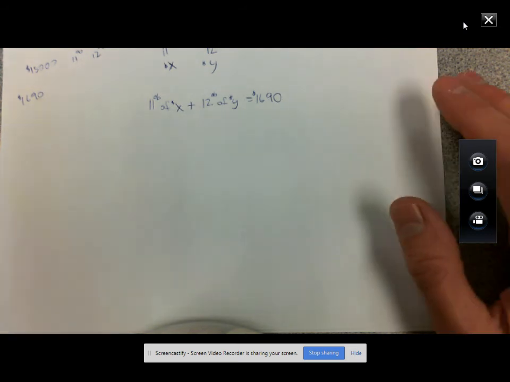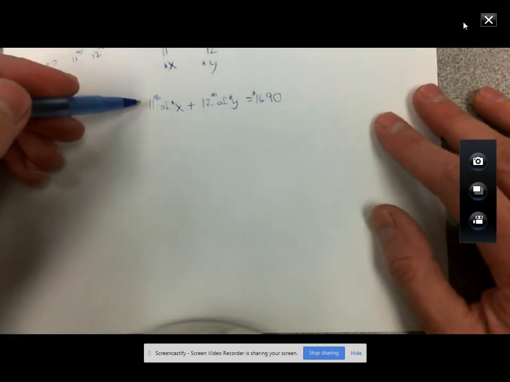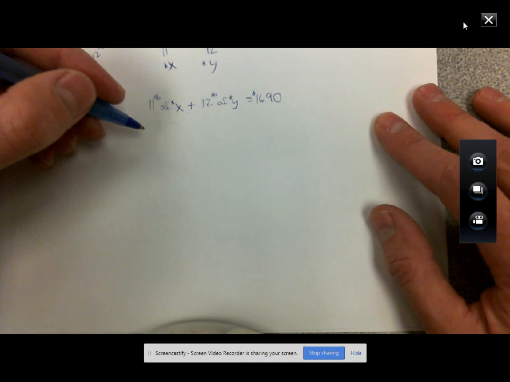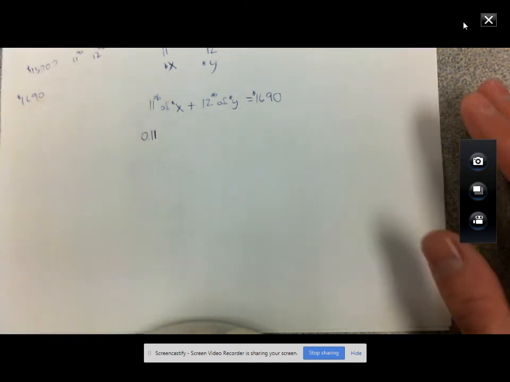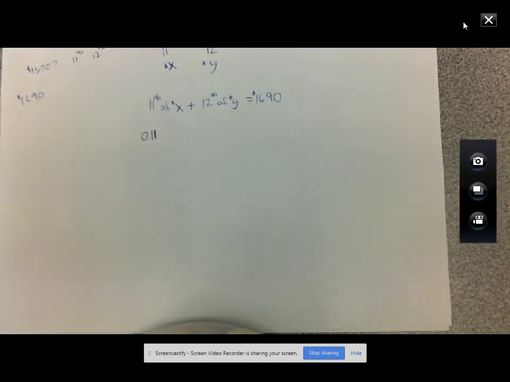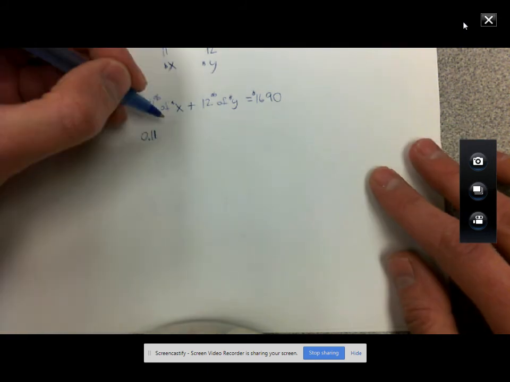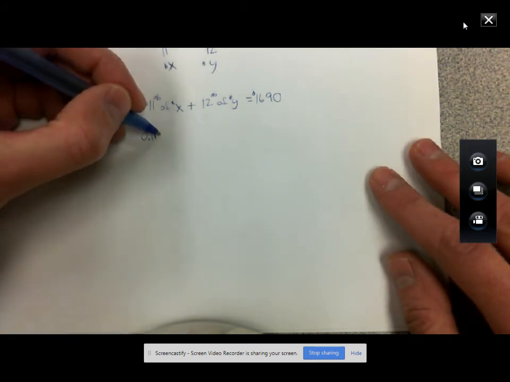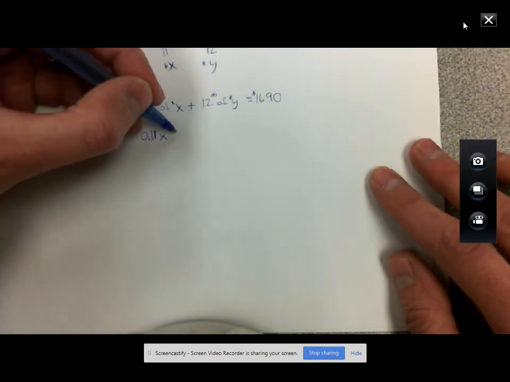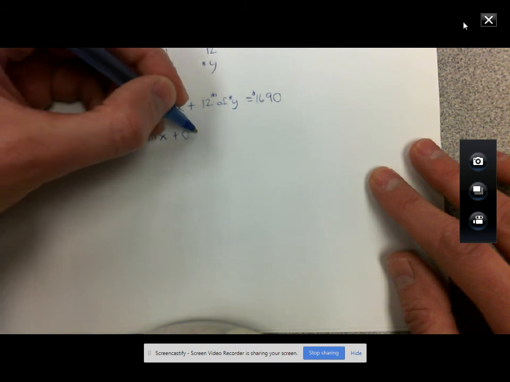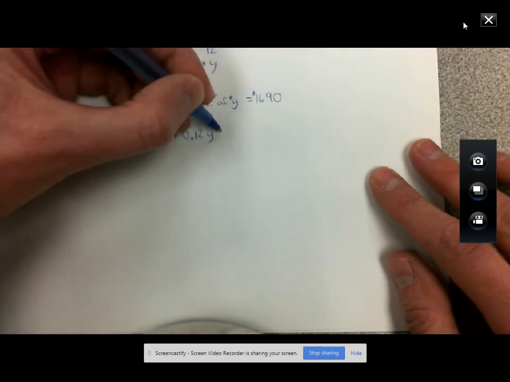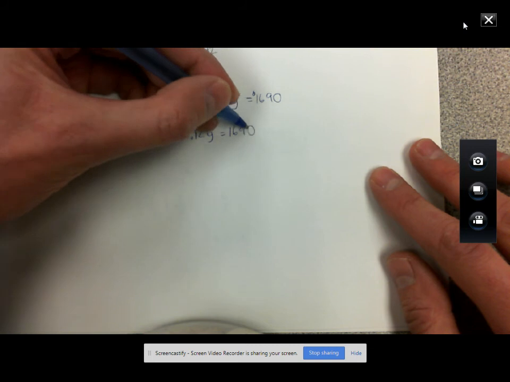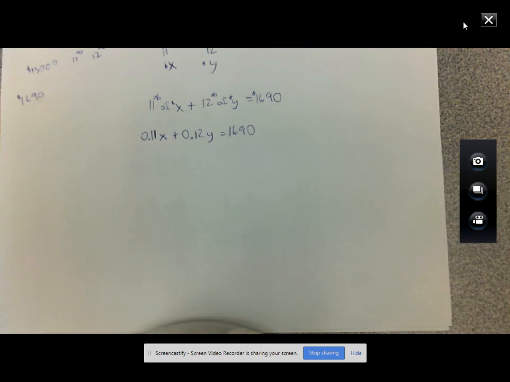All right, now let's talk about it in terms of more of an algebra problem so we can solve this. If we're going to deal with these percentages, we do need to change them to decimals. Percents are out of 100, so 11% would be 11 hundredths. Of in math typically means times x. 12%, again out of 100, so 12 hundredths times y equals 1,690. Since I'm using algebra, I'm going to ignore the dollar signs now.